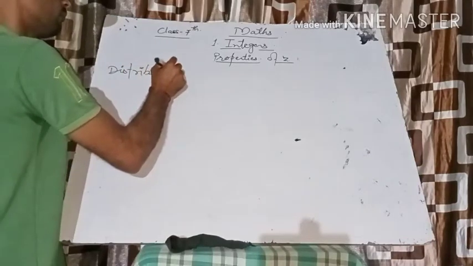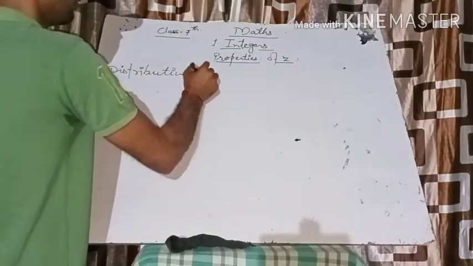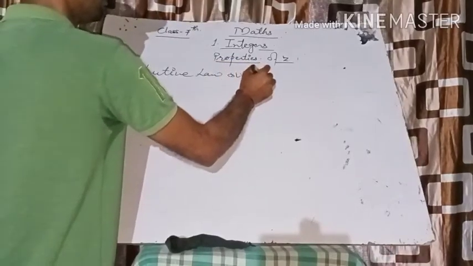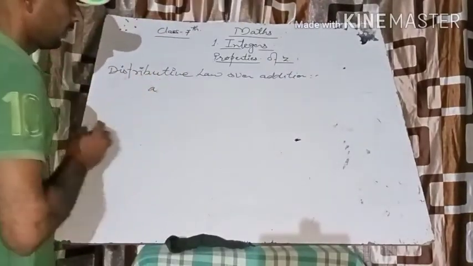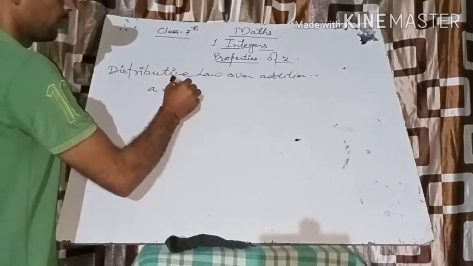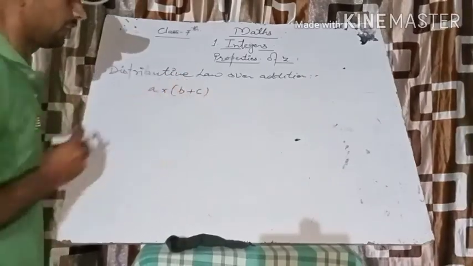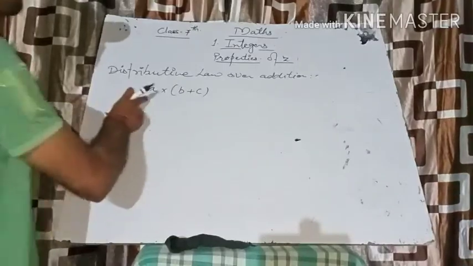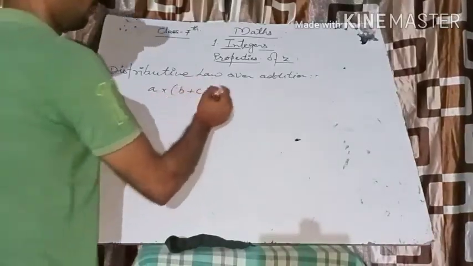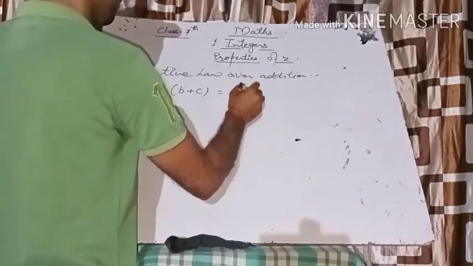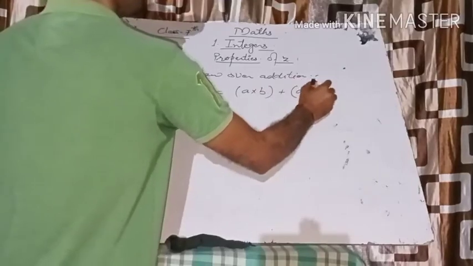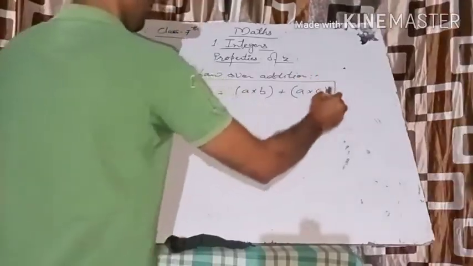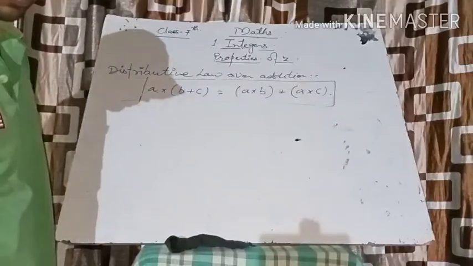Distributive law over addition. Now if a, b and c are three integers, and a is multiplied by the sum of b plus c, then the result is always a into b plus a into c. This is known as the distributive law of the integers.